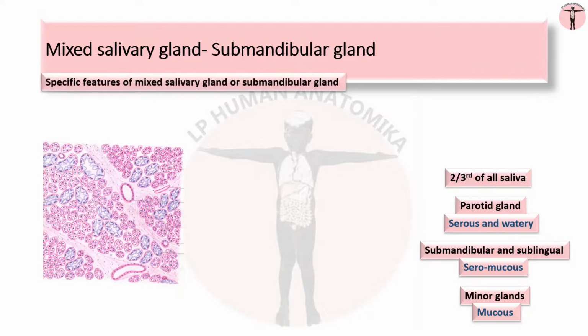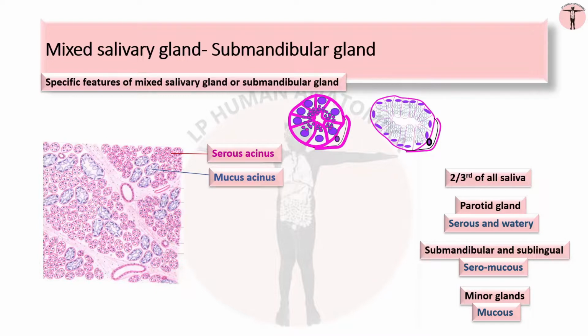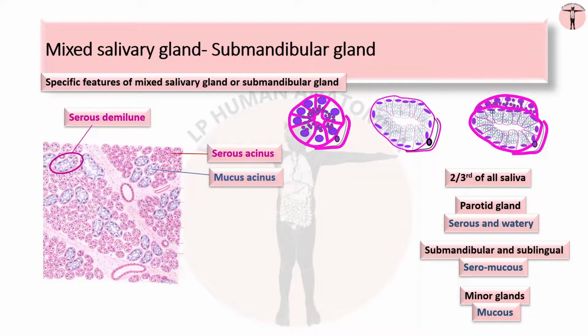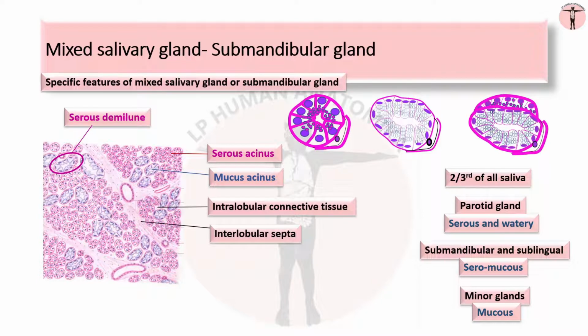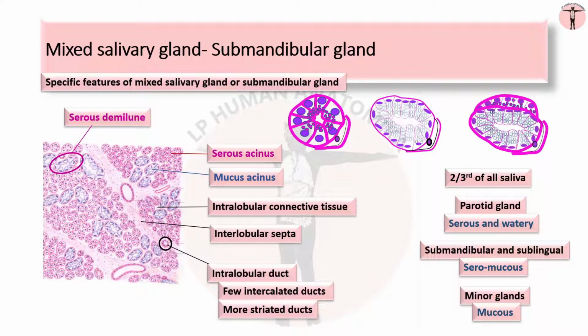The specific features of the mixed salivary gland, or submandibular salivary gland, are that it has serous acini, mucous acini, and serous demilunes. The serous acini predominate in the glandular tissue. Intralobular connective tissue between the acini is moderate, but interlobular connective tissue septa are well developed. It has few intercalated ducts and more striated ducts.